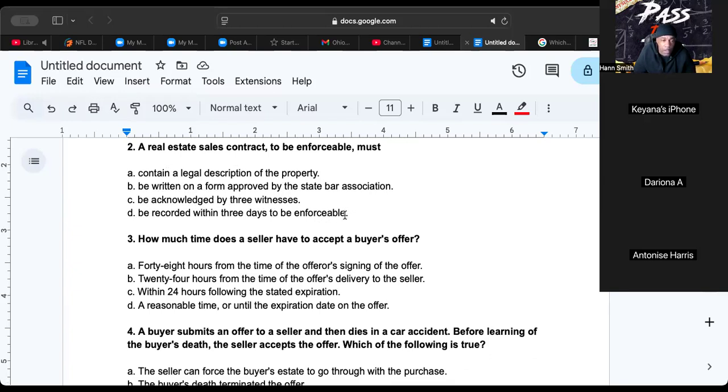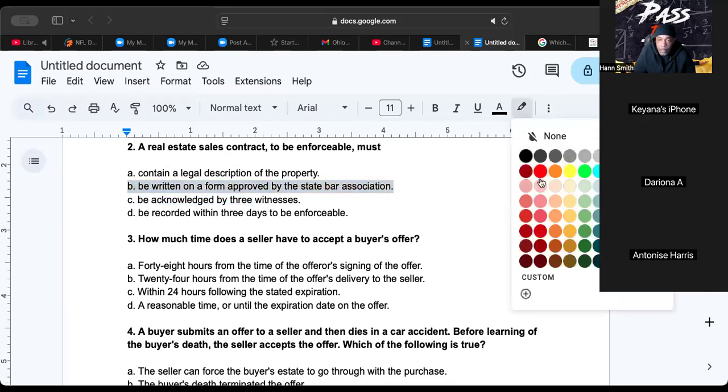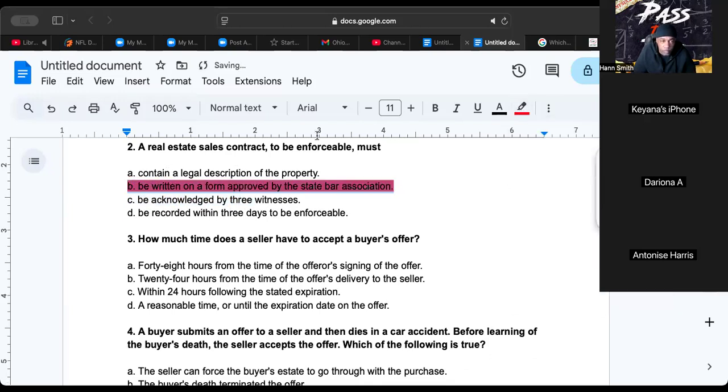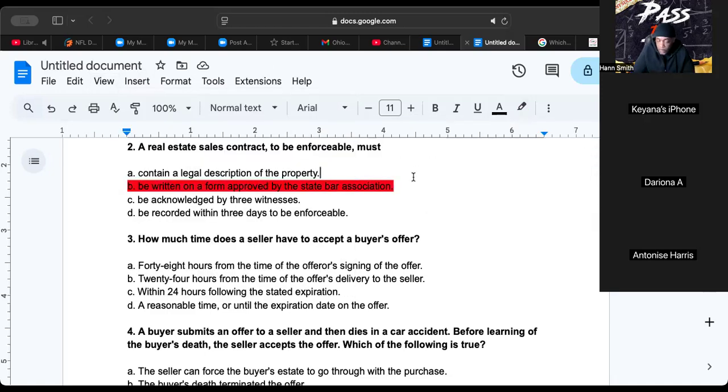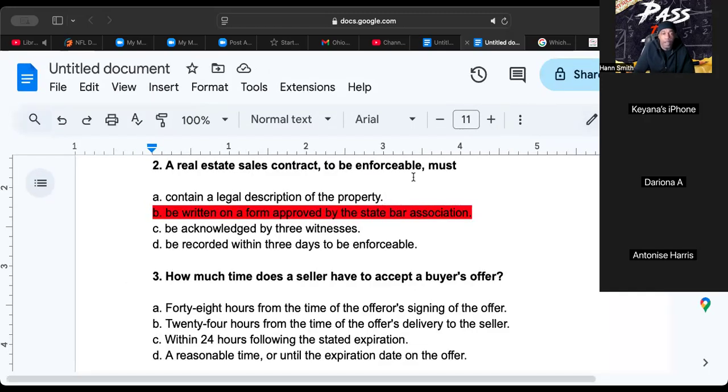I'm going to get rid of this one. You don't get rid of that one. That's the one I'm gonna get rid of. Get rid of C. Zoom this in a little bit. Okay. I'll get rid of C as well. Acknowledged by three witnesses. I agree.